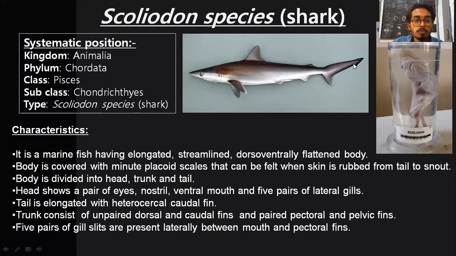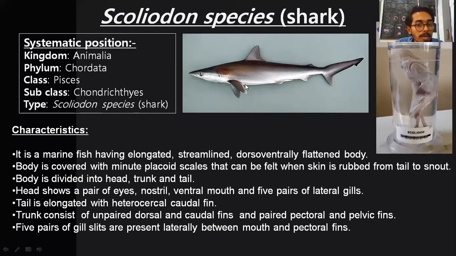The tail, if you observe, is elongated with a heterocercal caudal fin. Heterocercal refers to an irregular shape, or you can say an unequal tail. Then the trunk consists of an unpaired dorsal fin. So this is a dorsal fin. One is larger, another is smaller. So the dorsal fins and the caudal fin are unpaired.